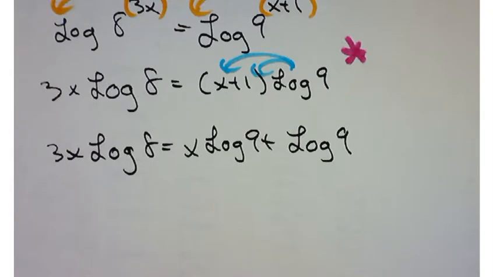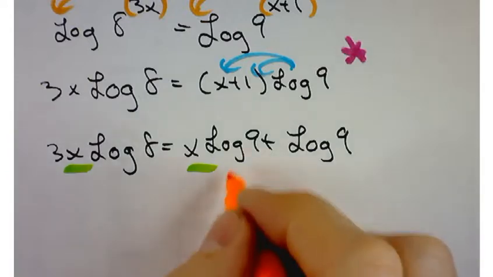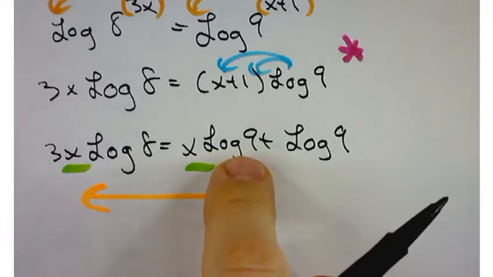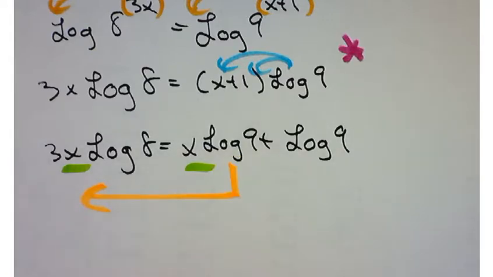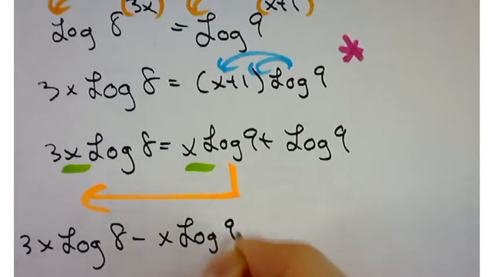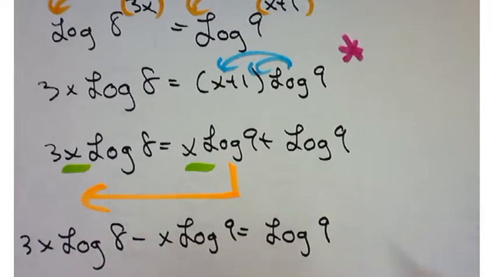I've got x on both sides. I've got x here and I've got x here. It'd be nice if I had x on one side. So what looks easiest to me would be to simply move this whole term to the left-hand side, right? That way I'll have x just on that one side. Okay? When it changes sides, it changes signs. Well done. So 3x log of 8 minus x log of 9 equals a log of 9.